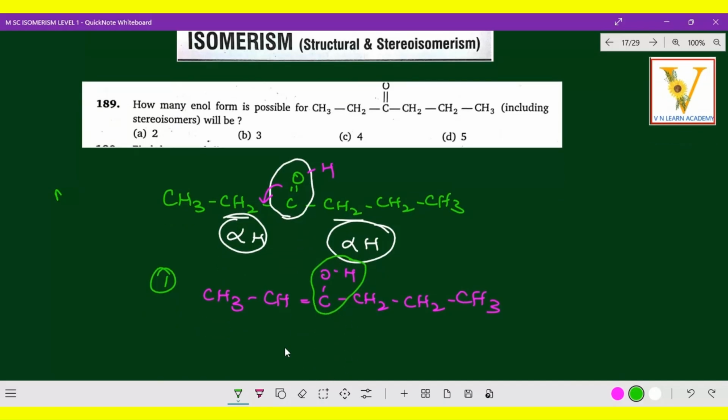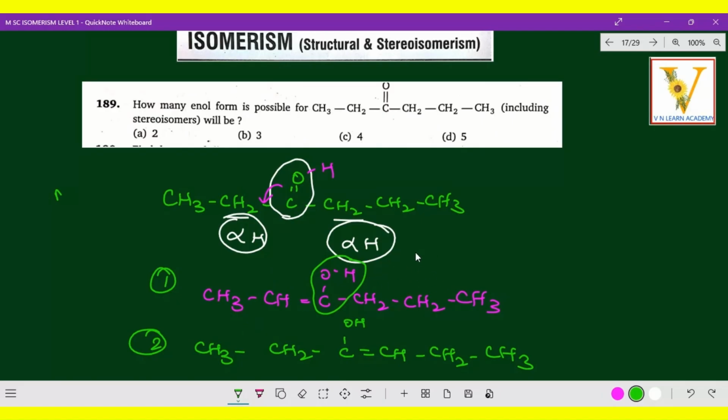And the second one, I'll give that another color. Here, second one, CH3, CH2, C, OH, and the same way double bond CH, CH2, CH3. So that means here you will get that chiral compound. That chiral compound means C double bond C, here hydrogen, here CH3, and CH2OH, in that way.